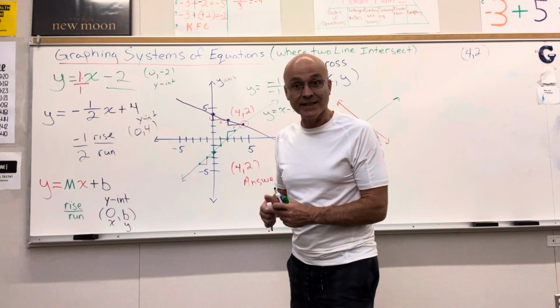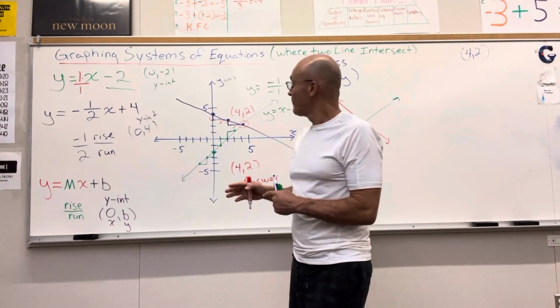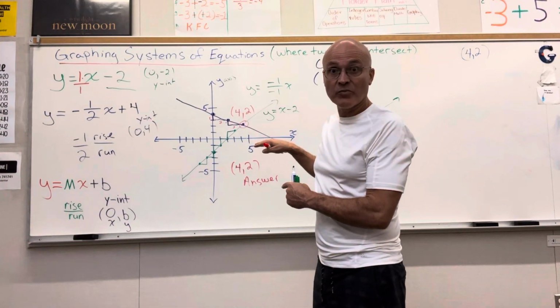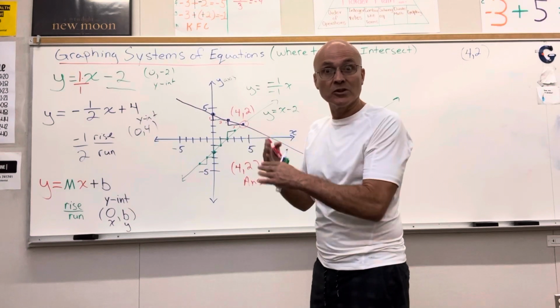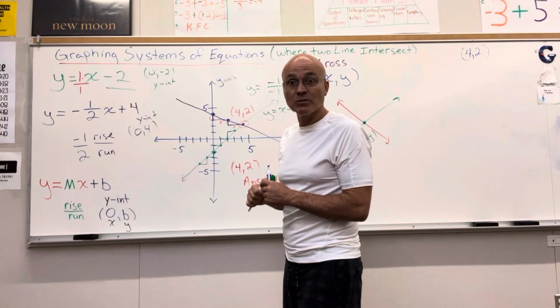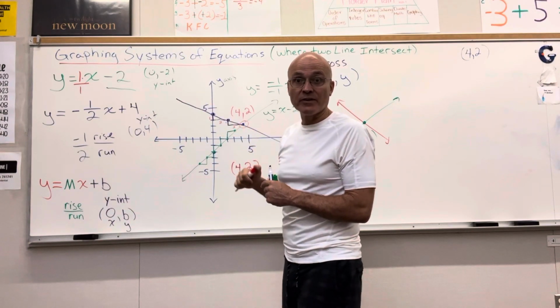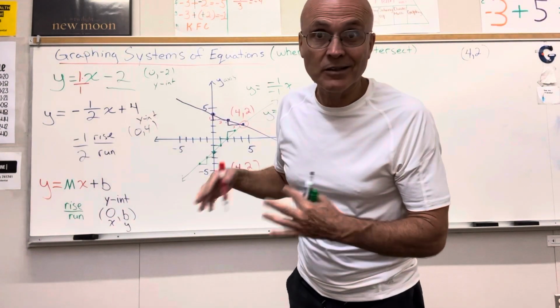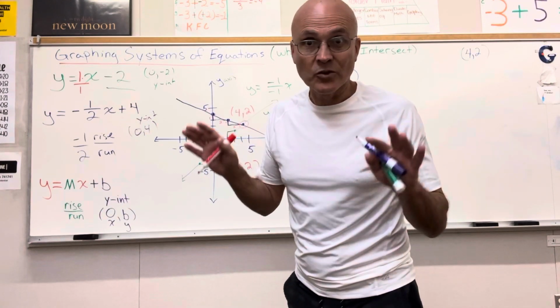I hope that made sense. We're drawing our two lines on graph paper, and we're just finding the point where the two lines intersect. That's the answer for how you do a system of equations while you're graphing. Later, we're going to do it without the graphs. We're going to do the algebra stuff. You guys are going to feel so smart.